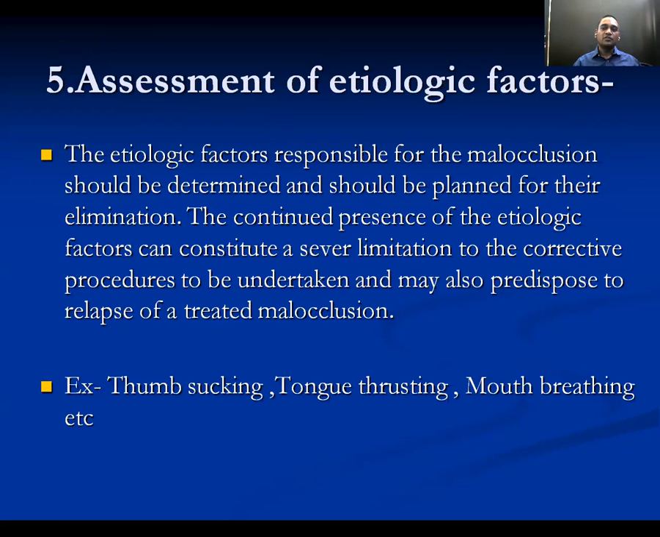Next will be the assessment of etiologic factors. As I said, there are many etiologic factors that can cause a malocclusion. The etiologic factor has to be found out before making your treatment plan. Etiologic factors can be thumb sucking, tongue thrusting, mouth breathing. These habits will lead to proclination of incisors, spacing between the teeth, or anterior open bite. So you have to assess any etiologic factor. If they are present, then that has to be given weightage to treat first.